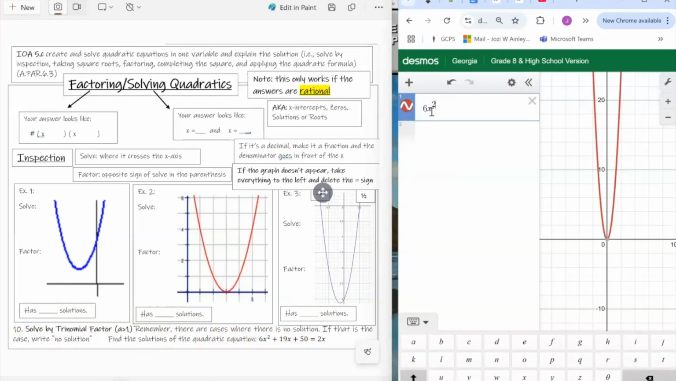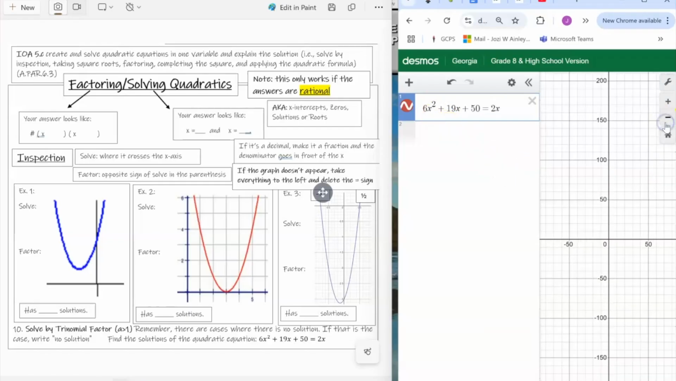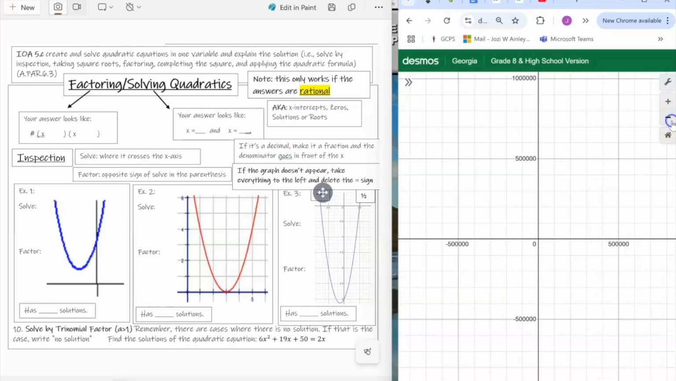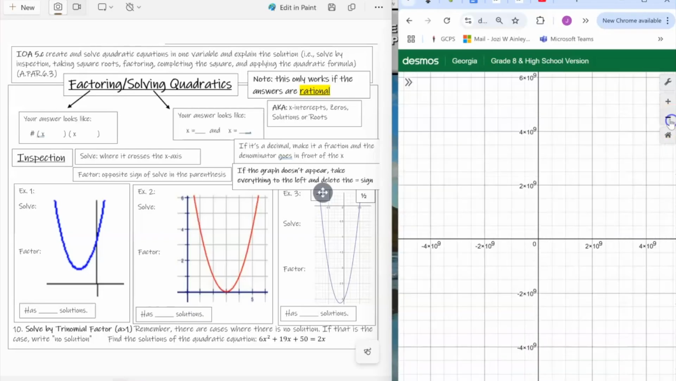I have shown you how to do it by hand, but at this point, I'm just going to show you how to use your calculator as well. So you just go ahead and type in the question, boom. All right, so I'm going to zoom out so I can find the graph, and it looks like no matter how far I zoom out, there is no graph, okay?